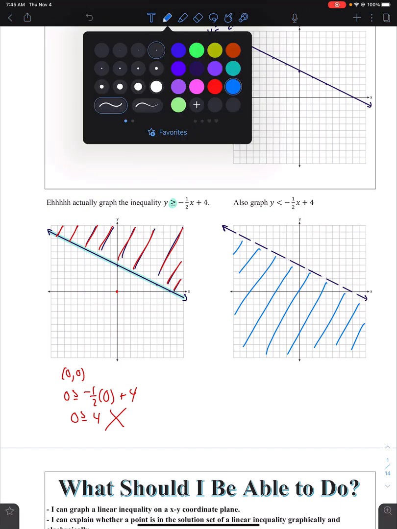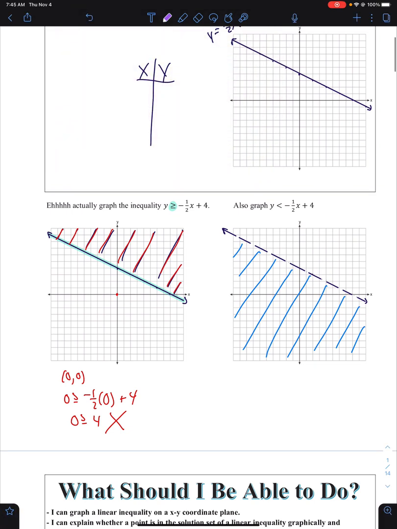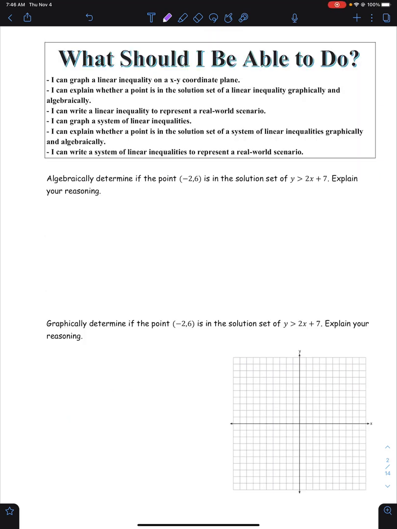And I could show you guys why. So let's plug in a point that's on the line. Let's plug in the y-intercept. That would be 0, 4. If I plug that into our inequality, so 4 is the y, 0 is the x, I end up getting 4 is less than 4. 4 is not less than 4. That is not true, so it shouldn't be a solution, which is why we have a dotted line. So that's what we're doing.